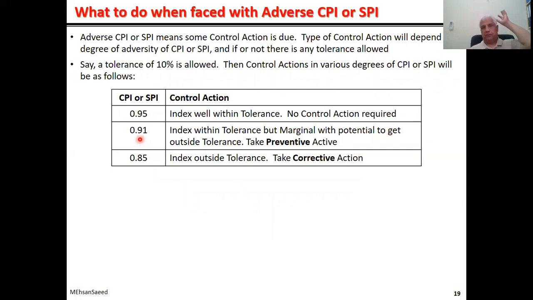Consider 0.91. It is inside 10%, but it is close to the limit. Therefore, you will like to take some preventive actions. That means some actions to prevent whatever you are doing from slipping, either in cost or time. Look at this figure. This is way outside the tolerance limits, so you have to take some corrective actions. So with that, we come to the end of this session.